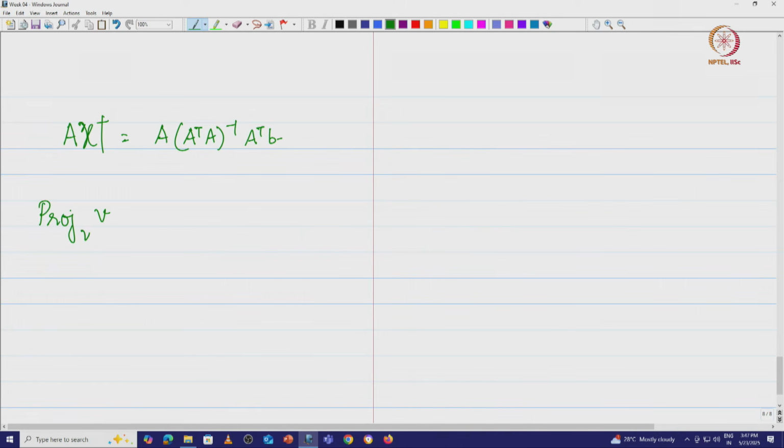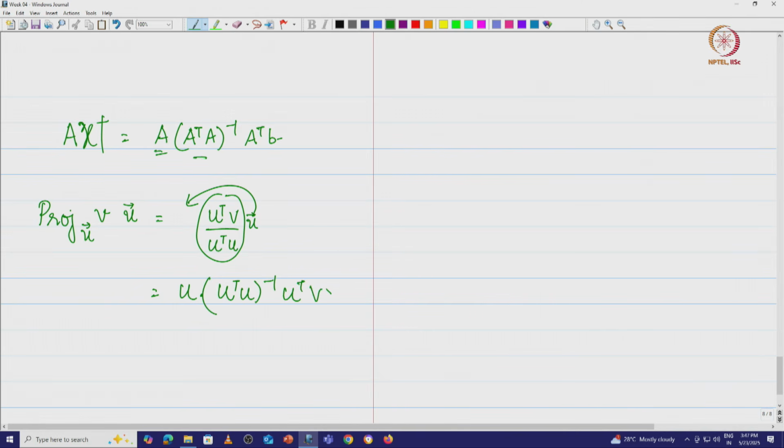vector v onto the direction of u. This is the scalar that I get, and therefore, in the direction of u should be the u vector. So, what I get is u transpose v divided by u transpose u in the direction of u, but this is going to be a scalar. So, I will bring this vector here. I am going to get this as u into u transpose u the whole inverse u transpose v, that is exactly what we see here.